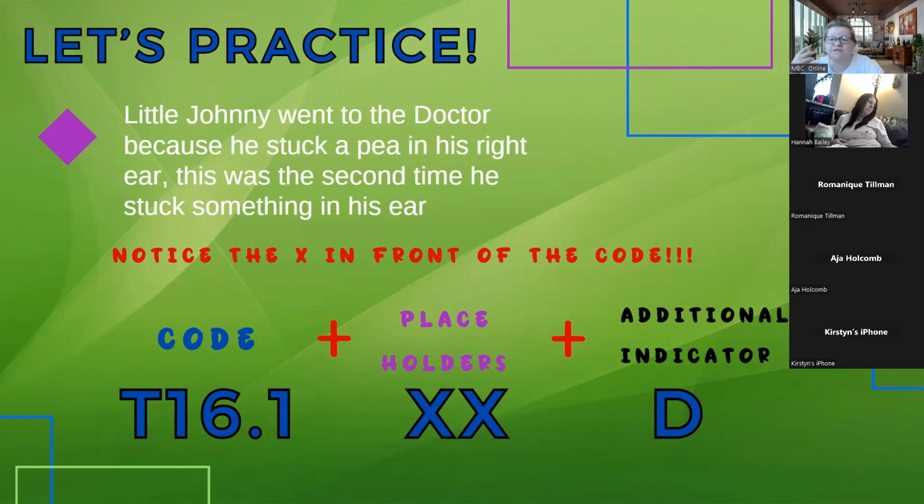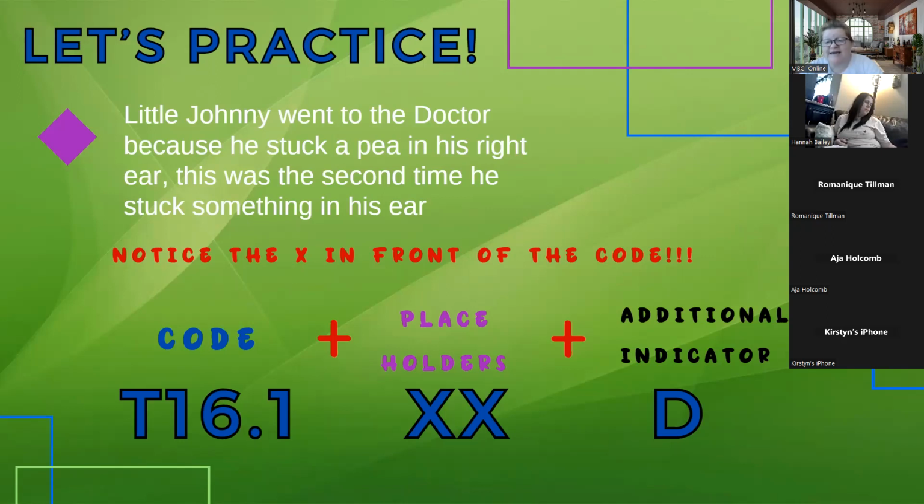If this was the first time Johnny had stuck a pea in his ear, it'd be an A. If this was the 15th time Johnny stuck a pea in his ear, or anything else in his ear for that matter, it would be an S for the sequela. Okay? Does that make sense? Yes. That makes sense?